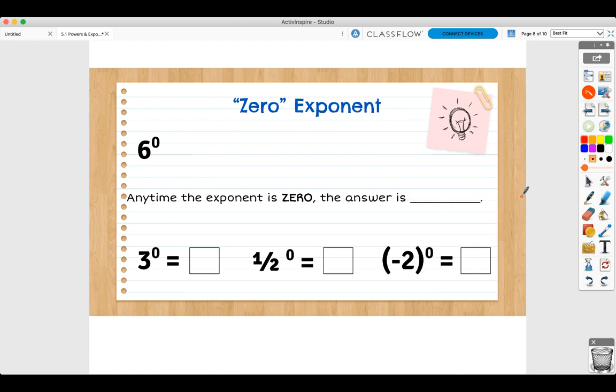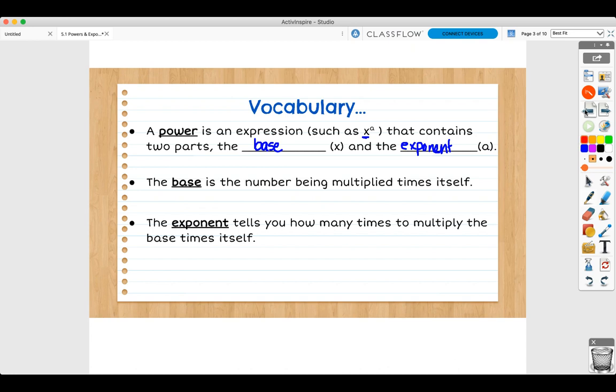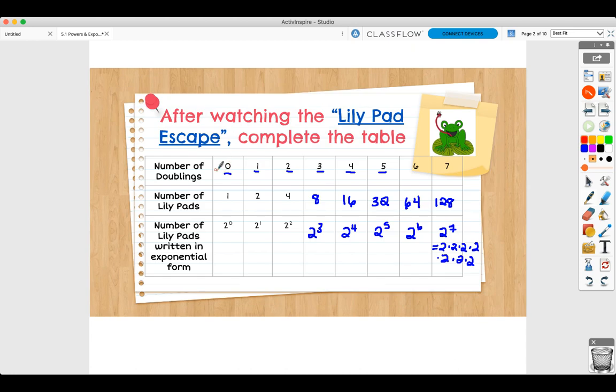The 0 exponent: anytime the exponent is 0, the answer is 1, and this is an always thing. So 3 to the 0th power is 1, 1/2 to the 0 power is also 1, and negative 2 to the 0 power is 1. They're always going to be 1. When we did the lily pad, the number of doublings is 0, so the number of lily pads is 1. You're starting off with 1, and you don't have any doublings or any exponent yet. So the answer is just going to be 1, every single time.